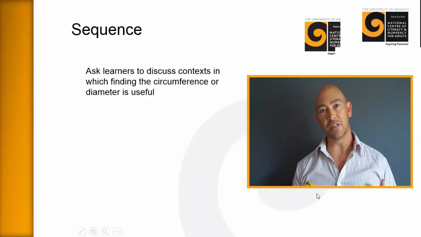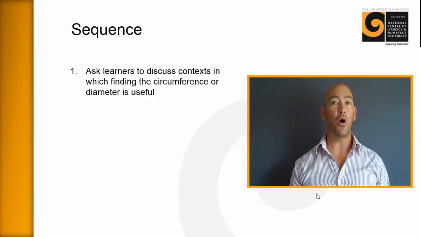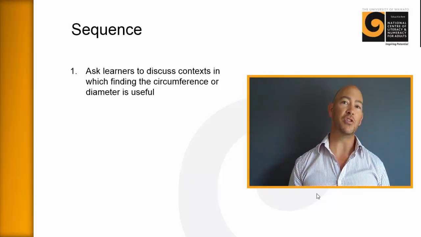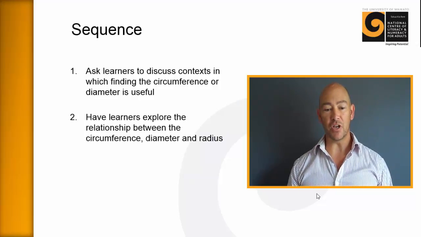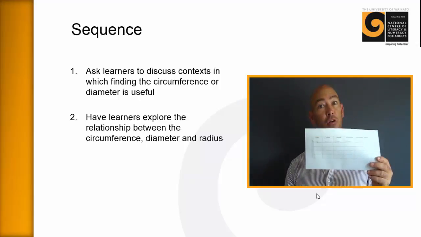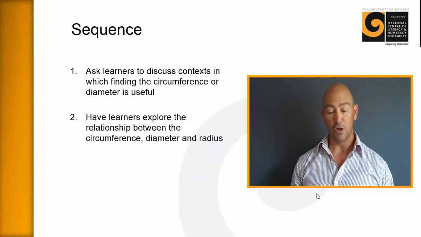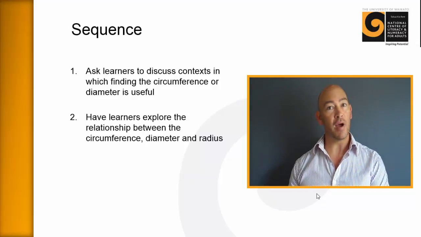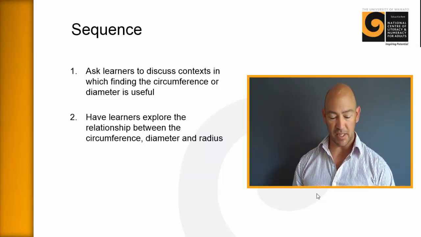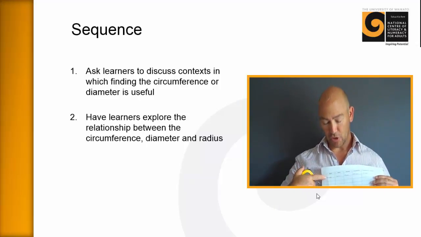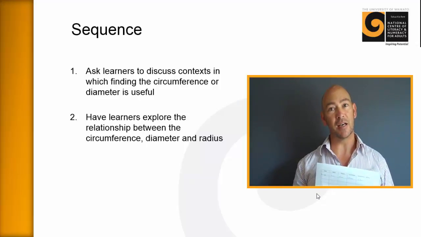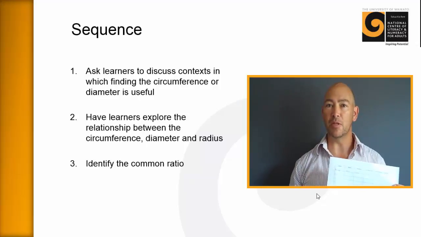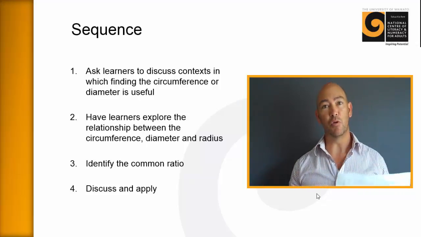First of all, you ask learners to have a discussion about where pi is useful and why pi is useful and what it's going to be used for in their context. The second thing is you're going to hand out a sheet. It's going to look like this, and in groups learners can work together and measure a range of objects. They're going to write down the name of the object. They're going to measure the circumference of the object and the diameter, and they're going to work out what the ratio between those two is and explore them.